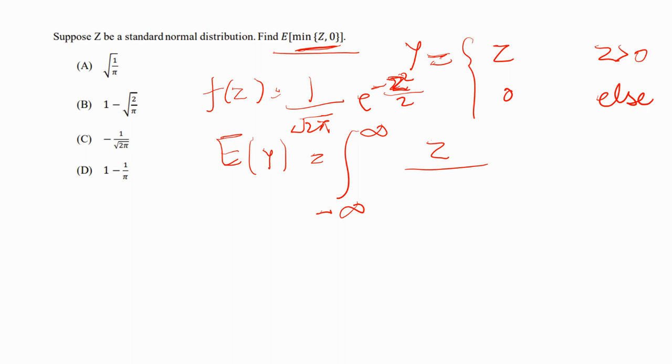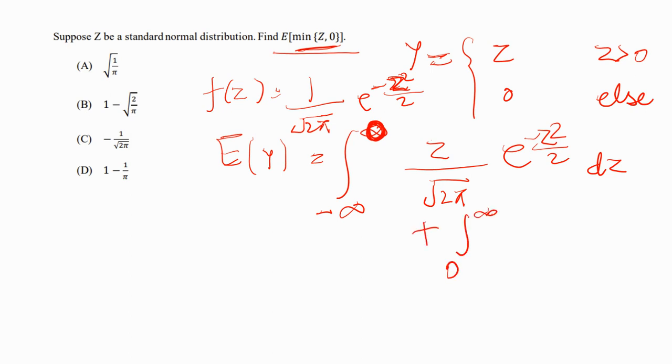sorry, up to 0 it will be z, and for 0 to infinity it will be z upon root 2 pi, okay, e to the power minus z square upon 2 dz, and plus, when it will be 0 to infinity, it will be 0 times f of z dz, which will not make any sense. It will be 0. Yes. So from minus infinity to 0, this will be the value.